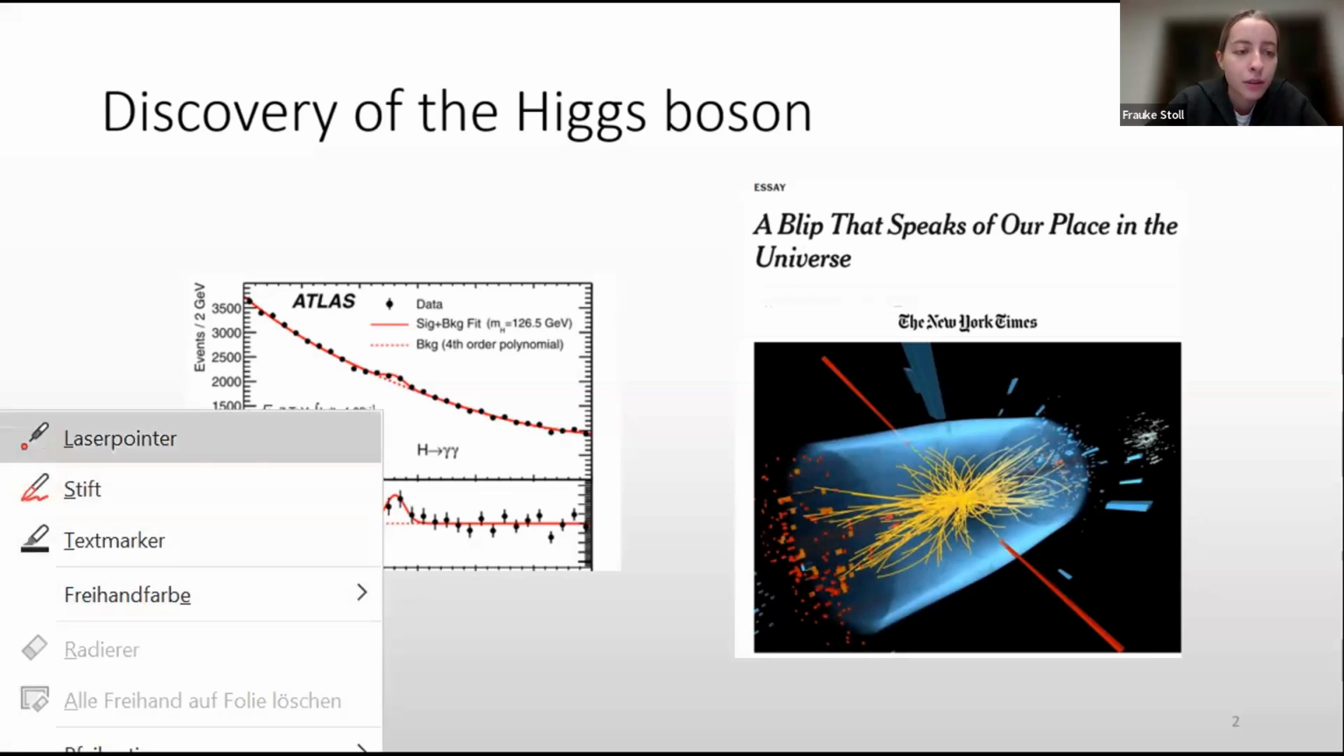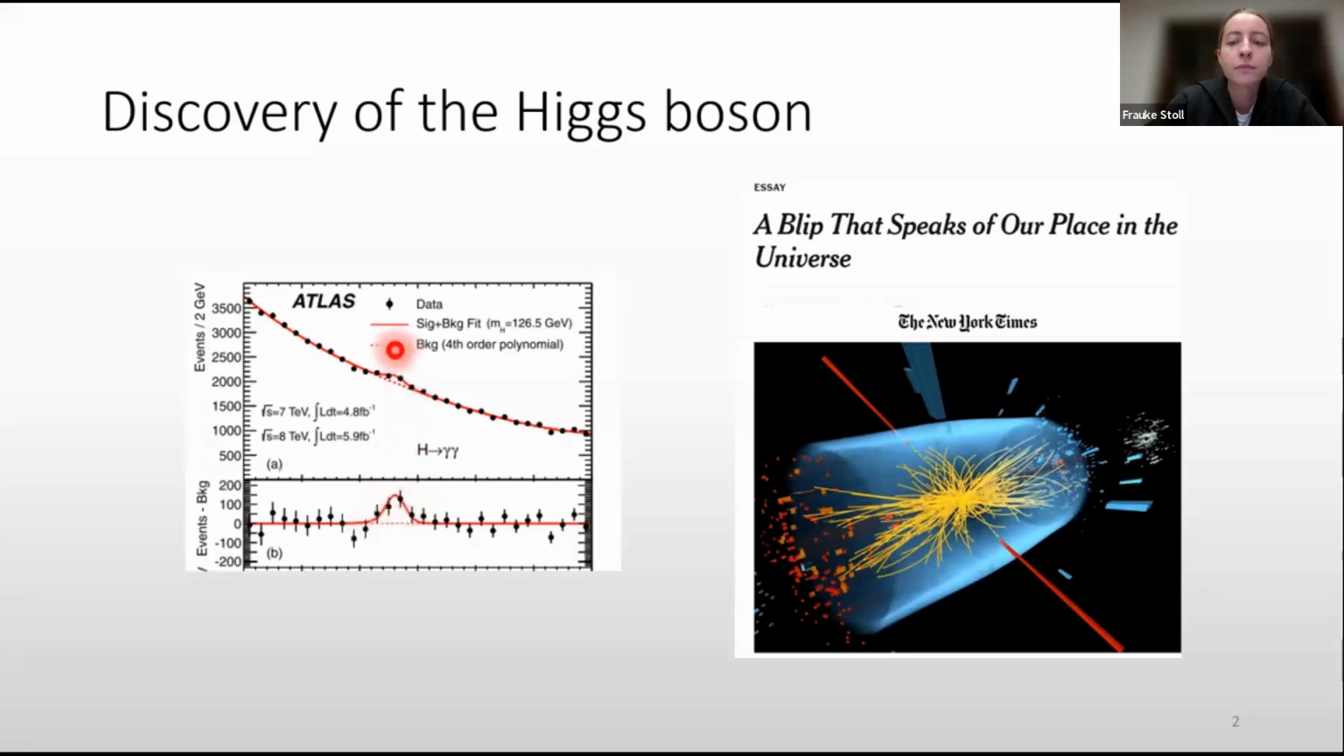I just try to use the pointer, which you can see here. And so this bump is kind of an excess of events at a certain mass, and this signals that there could be a new particle. And they then analyzed whether the properties of these events aligned with those that were predicted for the Higgs, and they did, and so they claim to have made a discovery.